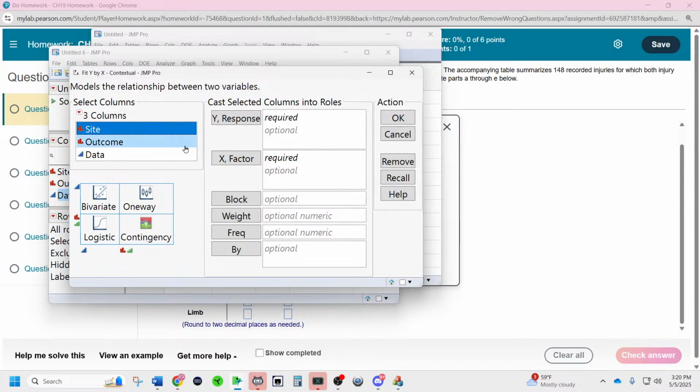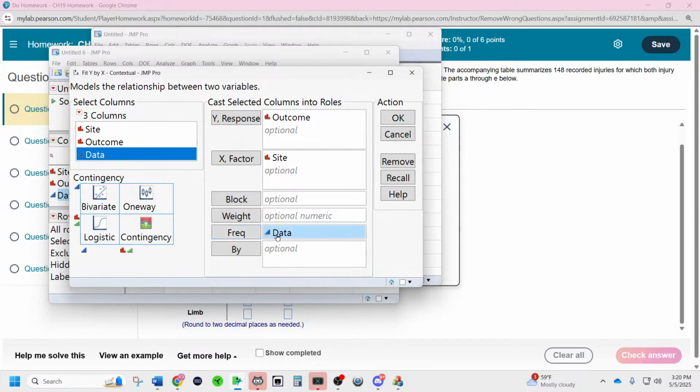You're going to put in the site, since the site might explain the outcome. Notice how site explains why there is an outcome, and the data has to go into the frequency. This is the counts of the observation, being count data. Does site explain why there is a certain outcome? We're going to put the frequency of observations there.